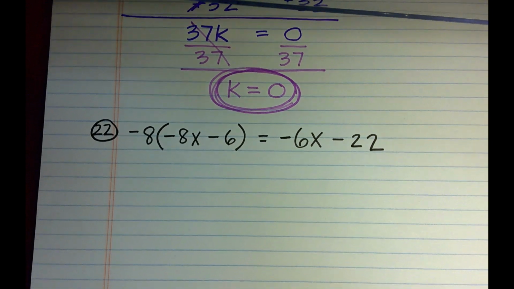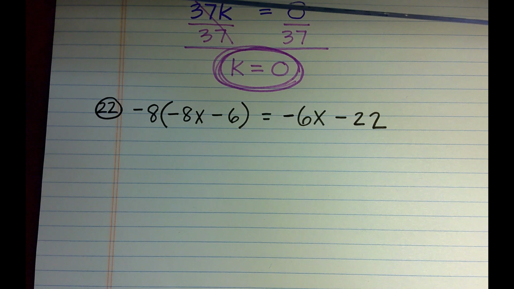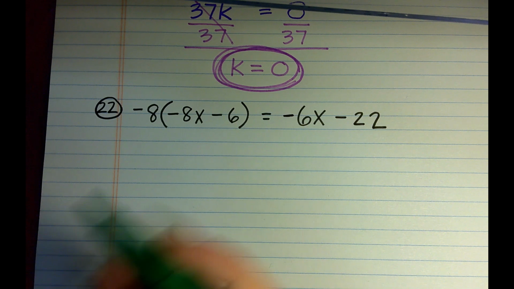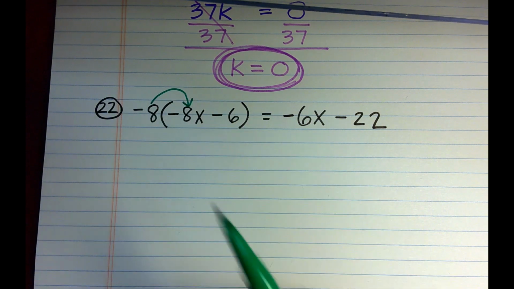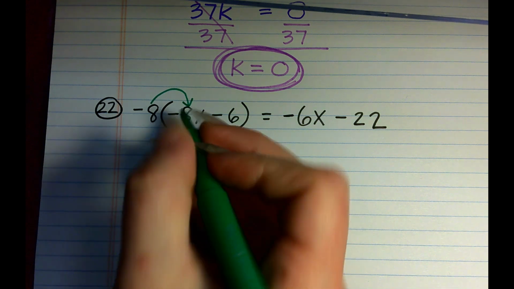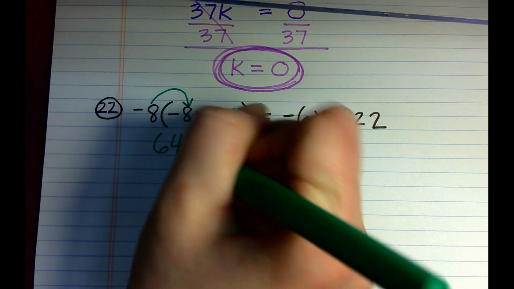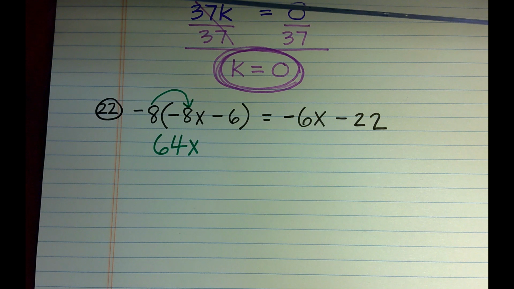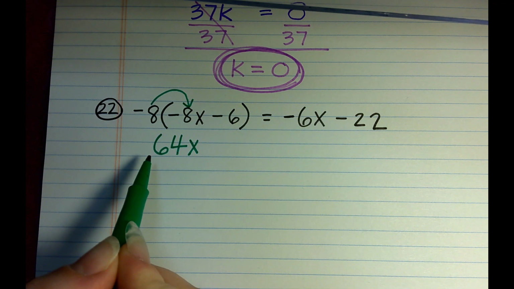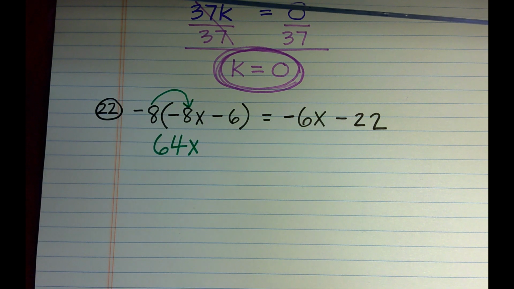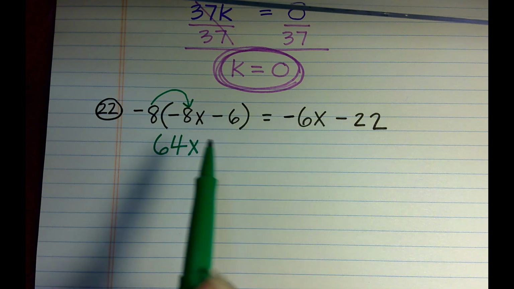So I'm going to go ahead and slide this up. And let's talk about what we need to do first. Multiply the -8 times the -8x. Perfect. We have parentheses. We got to get rid of it. So we're going to distribute, which means we're going to multiply. -8 times -8x is 64x. And why is this positive? Good. 2 negatives make a positive when we multiply.